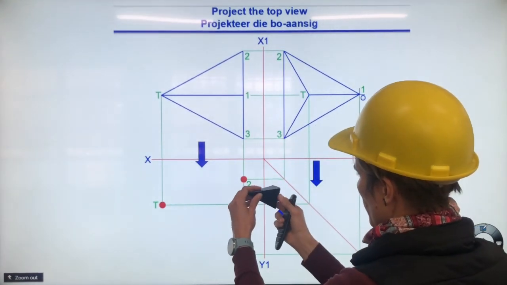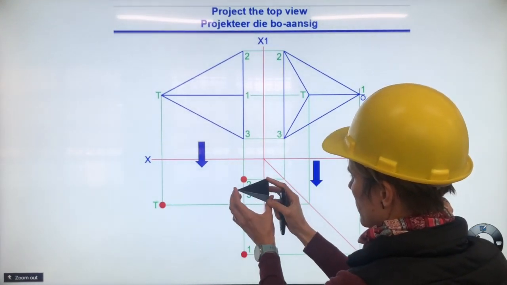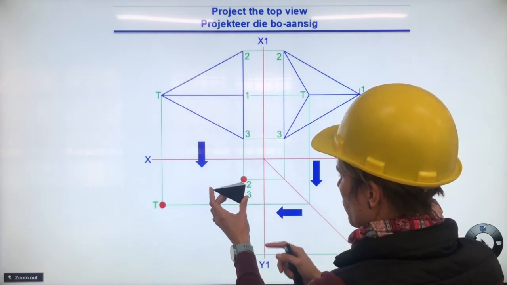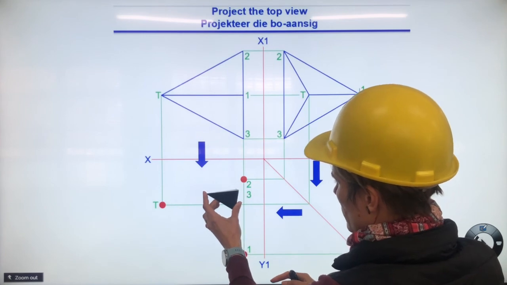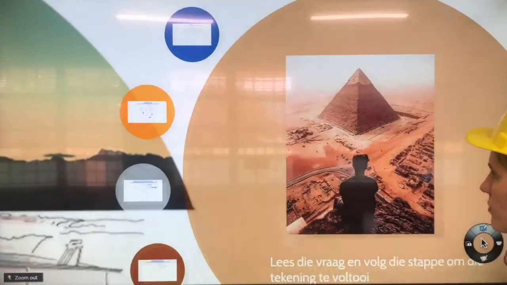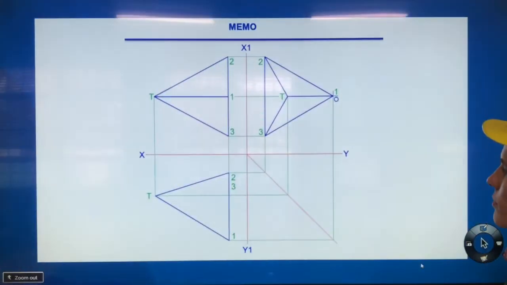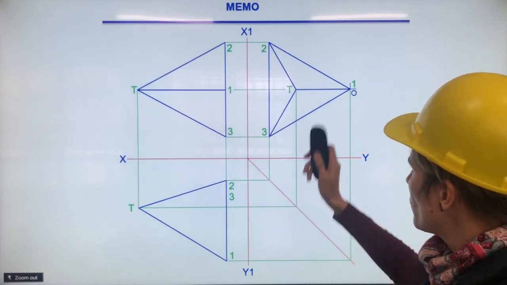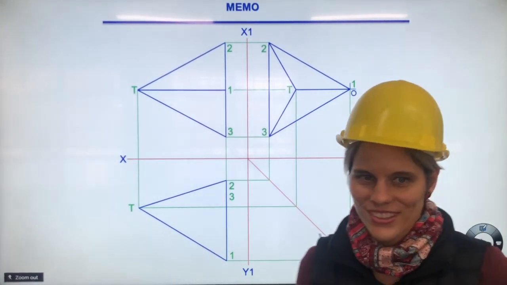So basically what we have is this triangle moved like this. So these two corners just fall over on the same line. Sien julle, hulle is op dieselfde vlak. Goed. And there's your answer. So your front view, your top view, and your left view. Okay, enjoy.